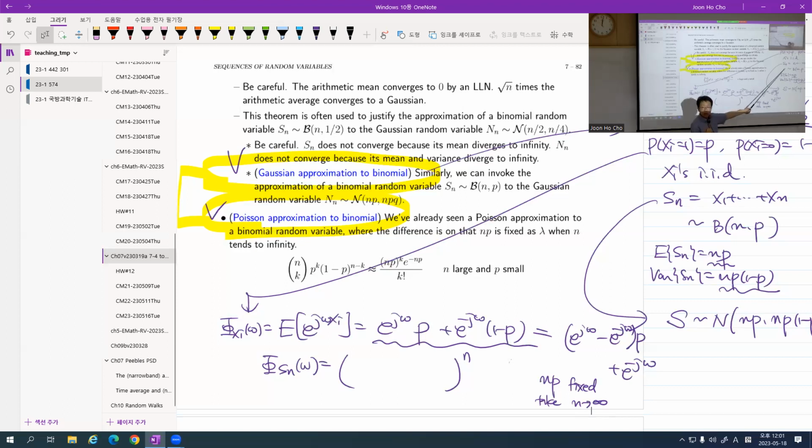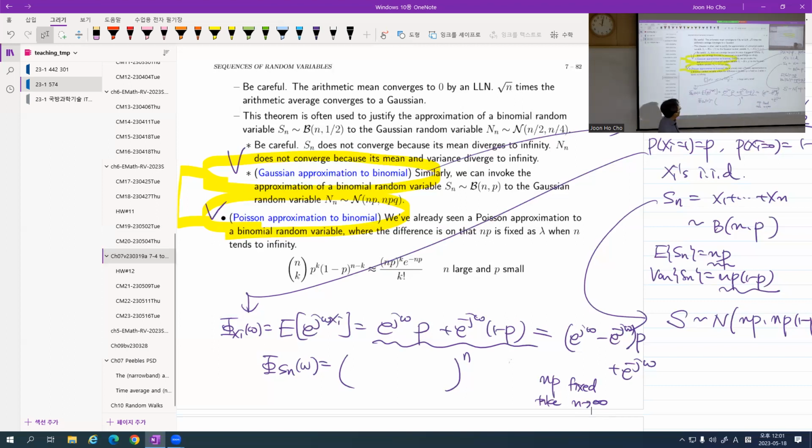If p is very, very small, the probability of Sn equals 0 will be very large, right? The probability of Sn equals 1 will be some value, 2 will be another value, 3 will be some other value. But Sn takes the value 0, 1, 2, something, up to actually n, right?